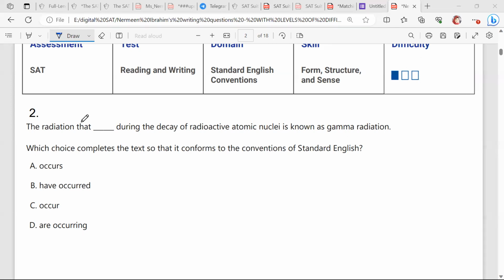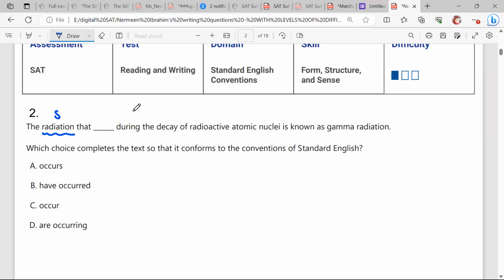The radiation that occurs, have occurred, occur, and are occurring. Here I actually have the radiation. This is the subject. When you read the sentence from its beginning, assign the subject and search for its verb. Now, the radiation that, any of these options, during the decay of radioactive atomic nuclei is known as gamma radiation.